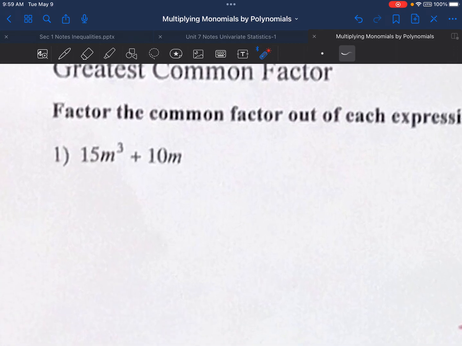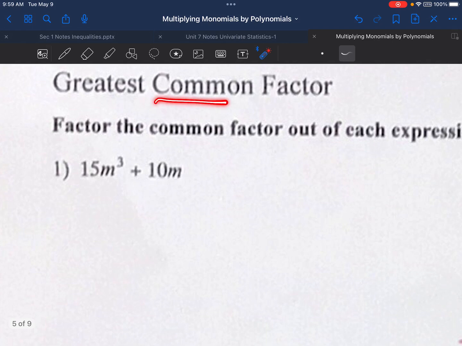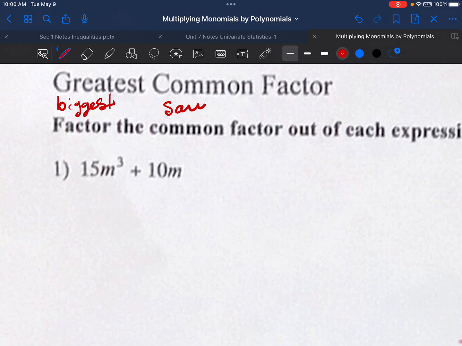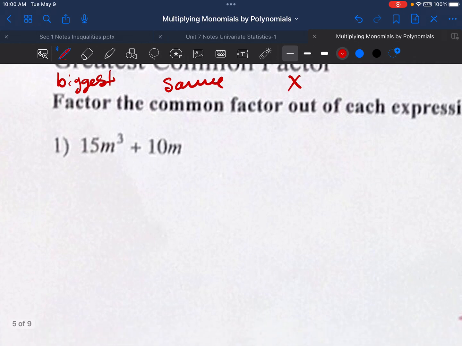If I'm looking here at problem number 1, I'm looking for the greatest common factor. Let's break that down. Greatest, well, that's another word for biggest. Common, well, that's another word for same. And factor, those are the numbers that we multiply. So I'm going to put a multiply sign there.